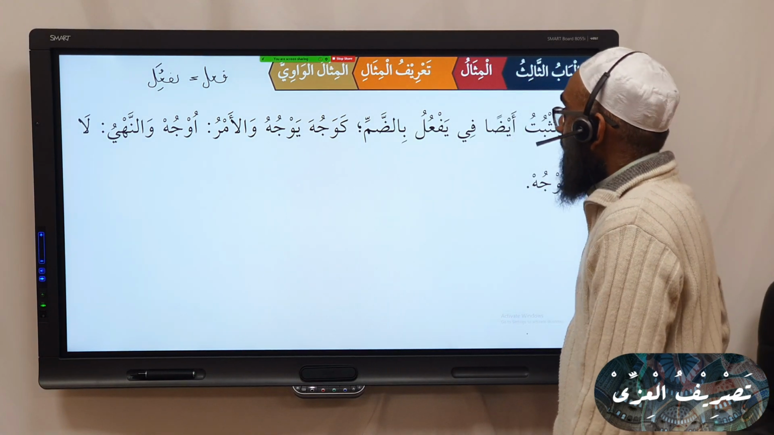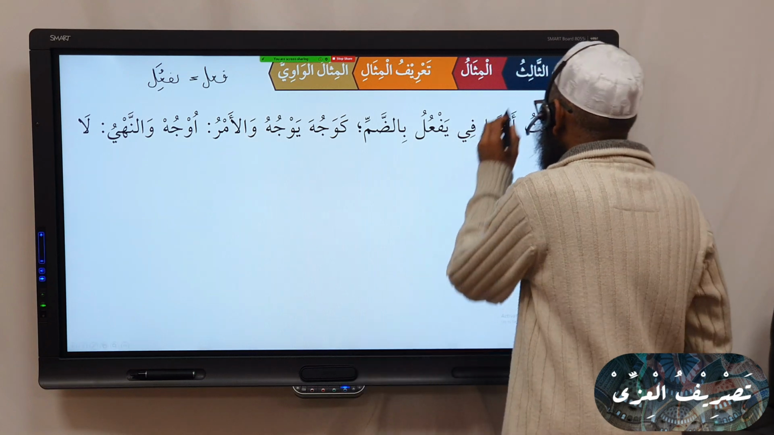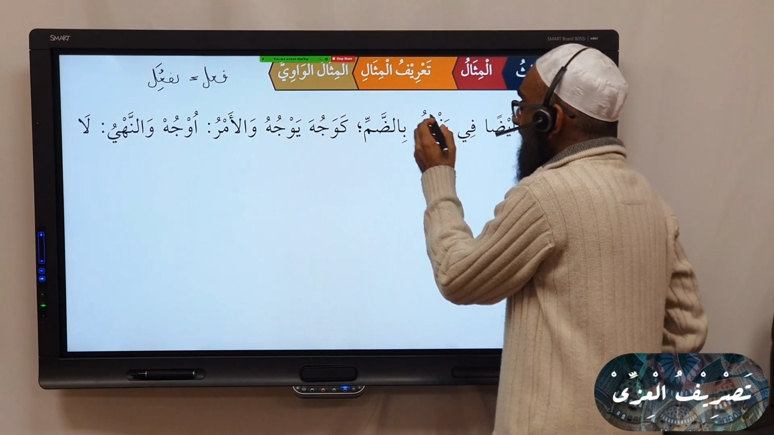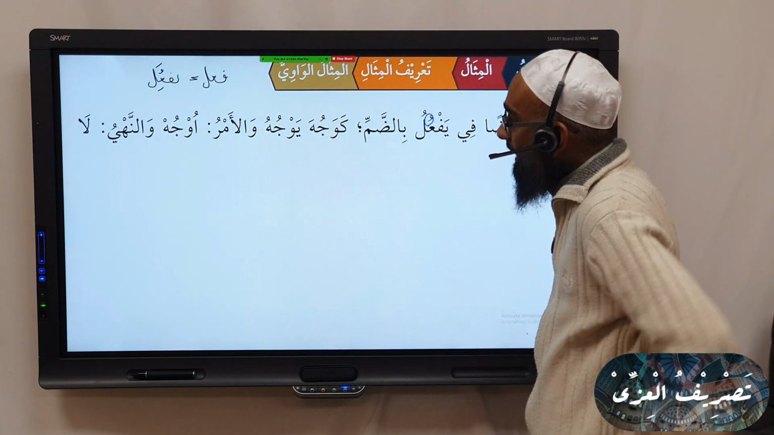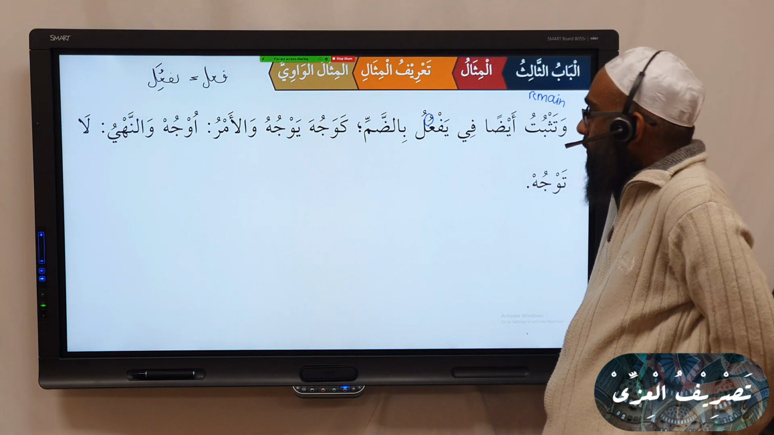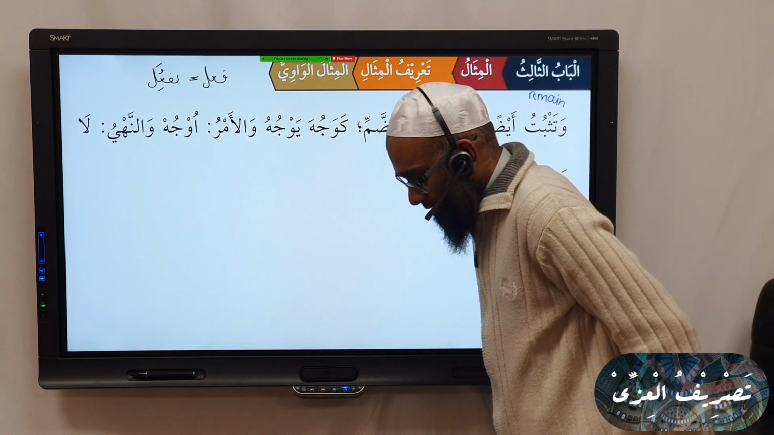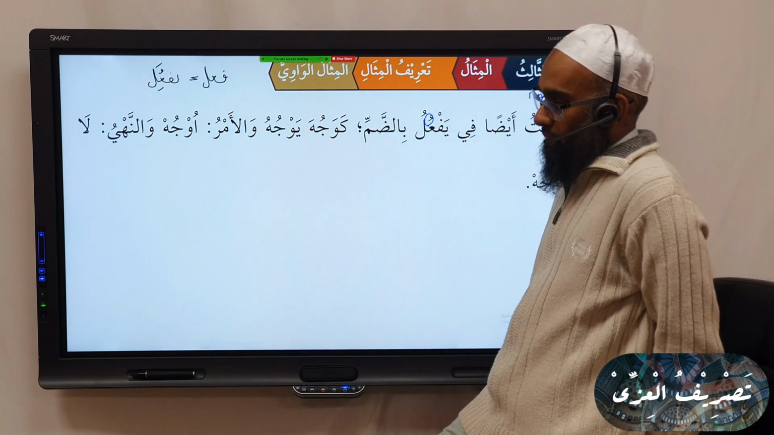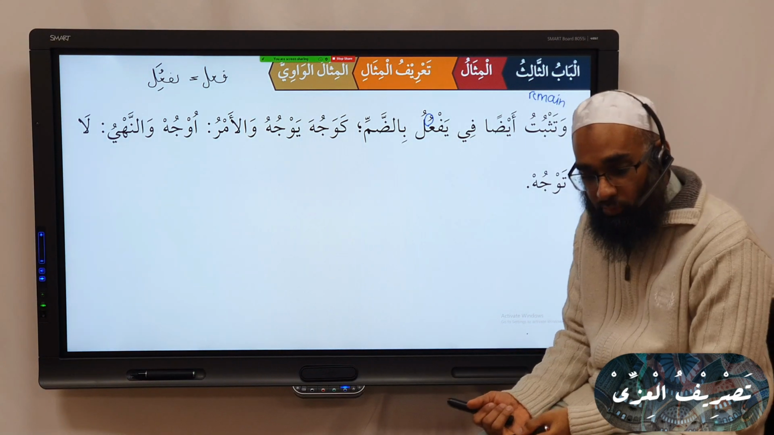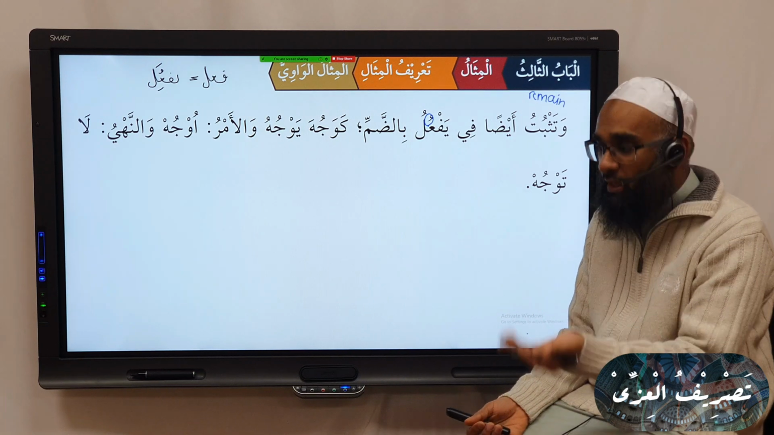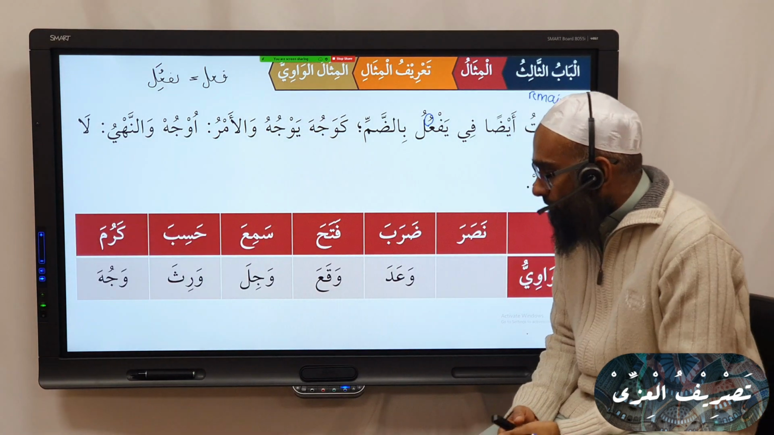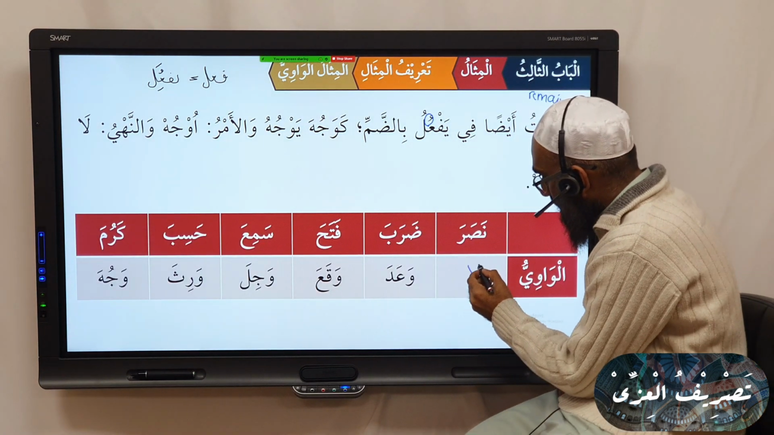وتثبت أيضا, it will also stay intact, remain. It will also remain intact in يفعل when it has a dhamma, like وجه يوجه, الأمر أوجه والنهي لا توجه. Are you following? Good? So there's no change in these words. When it comes from karuma yakrumu, but there's no nasara yansuru, but karuma yakrumu or daraba yadribu or sami'a yasma'u, we've explained all of those rules.